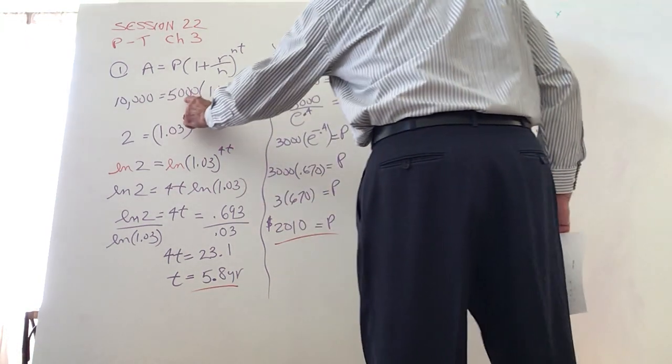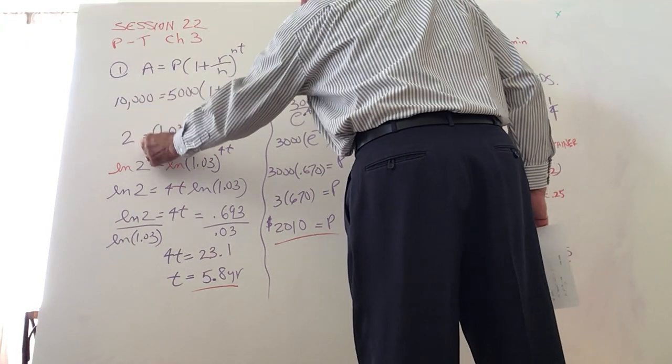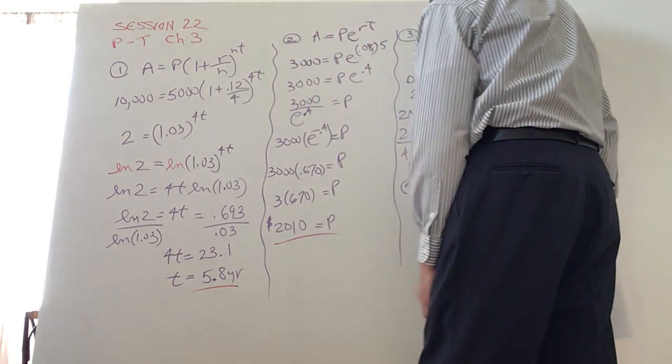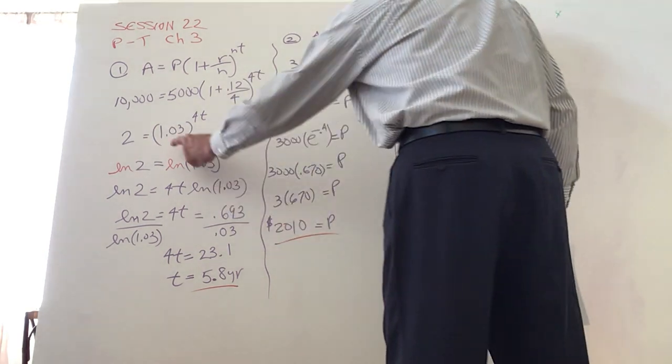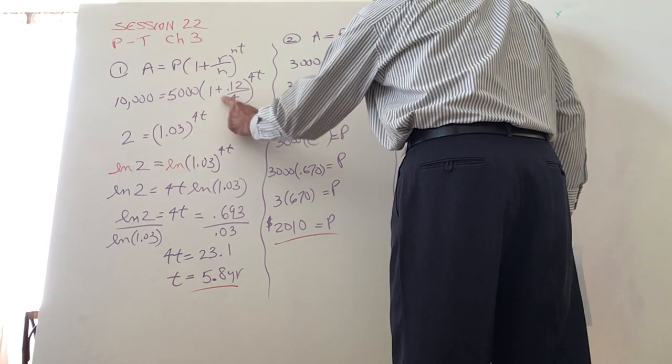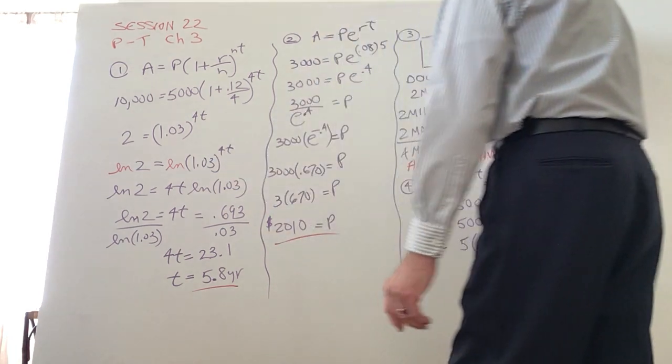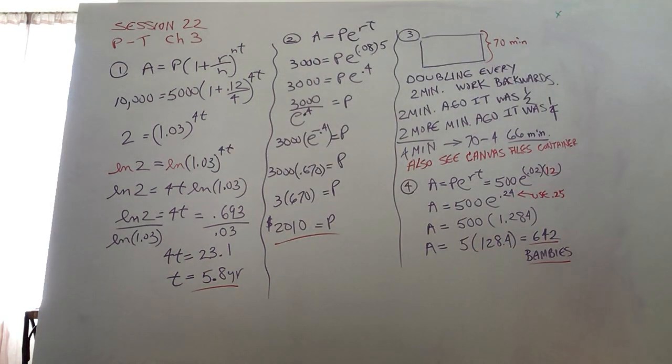I divided both sides by 5,000. You could have really started at this line if you wanted to. It's going to be 2, that's our doubling situation there, the periodic doubling. And it's 1.03, the 0.12 divided by 4 is 0.03, to the 4t. Then usually from here, I want to get you accustomed to using that natural log of 2.